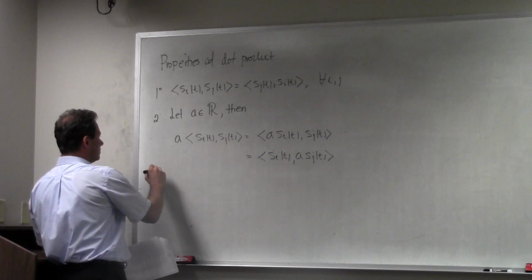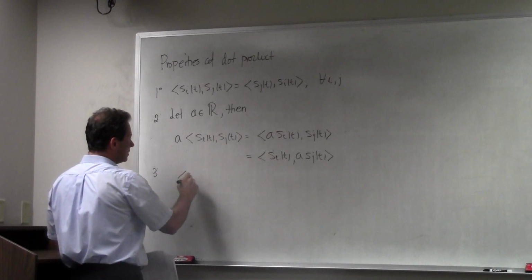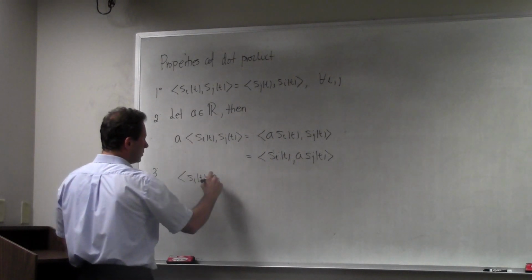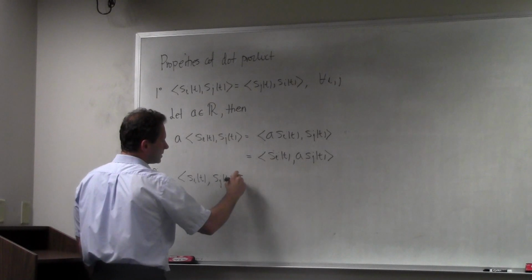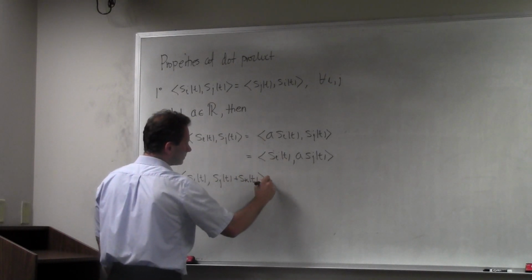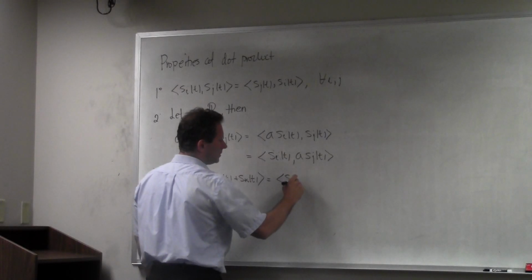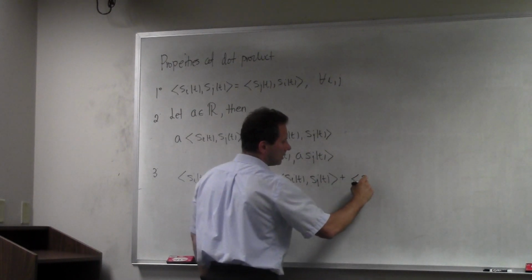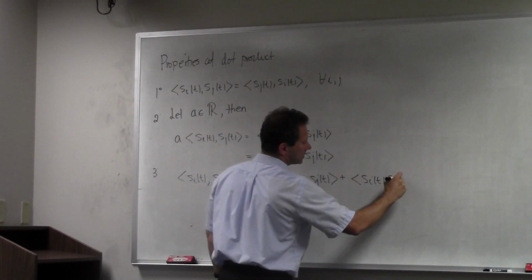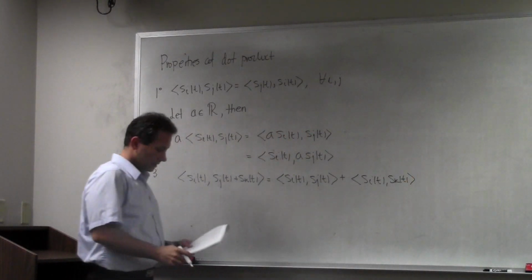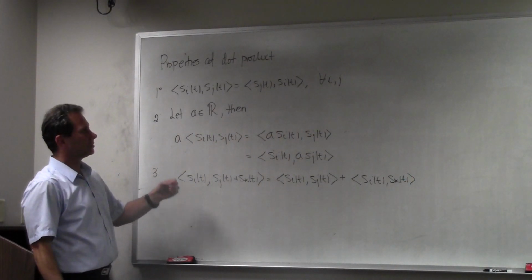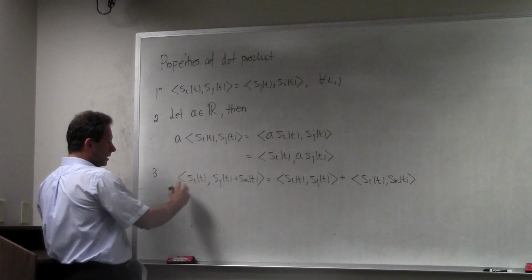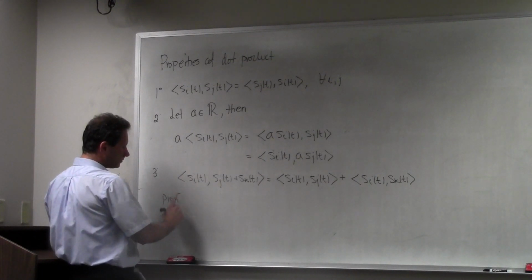The third property is the distribution property. It says that Si of t in dot product with Sj of t plus Sk of t is equal to Si of t in dot product with Sj of t plus Si of t in dot product with Sk of t. This is the distribution property. So let's just prove this one, so that you get an illustration of how all of these properties can be easily demonstrated. So let's do a proof here.